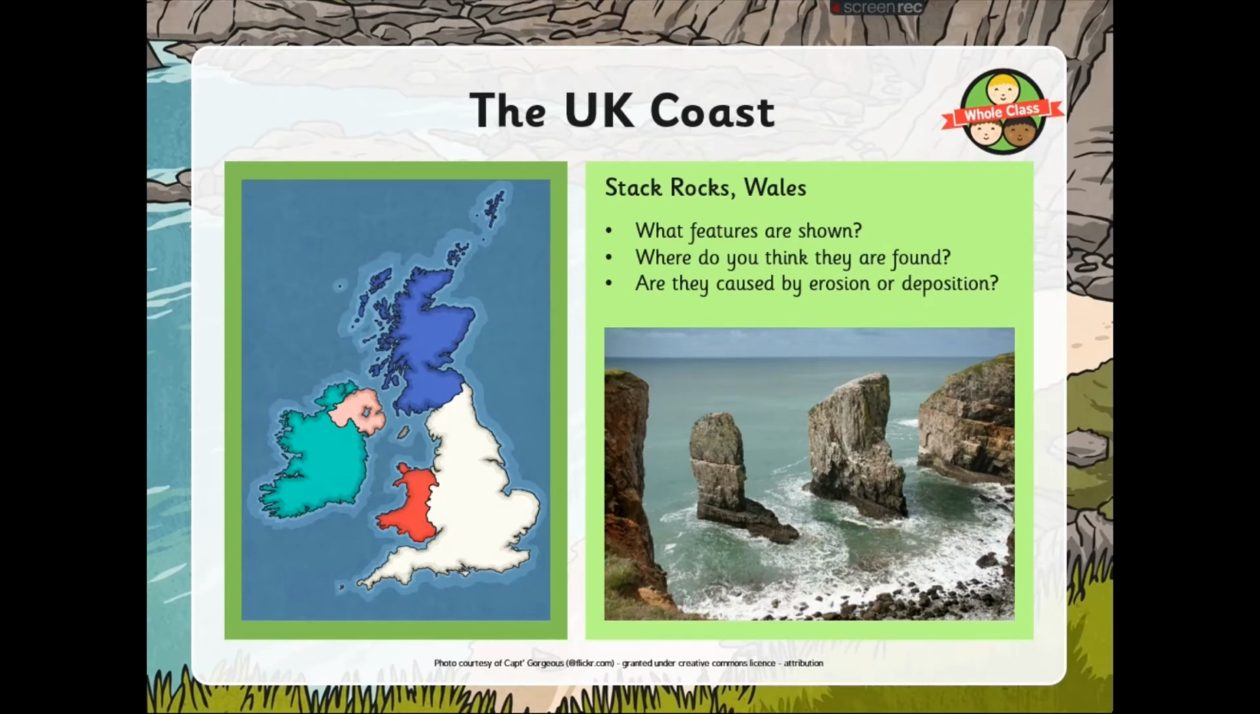So these are all features found from the UK. So these are stack rocks that have been found in Wales. You can see very, very tall. They are not stumps yet, and they've not been eroded far enough. Once they would have been just complete land, but again, the tidal waves have eaten away at the rock. They've eroded the rock, causing a bay to be formed.